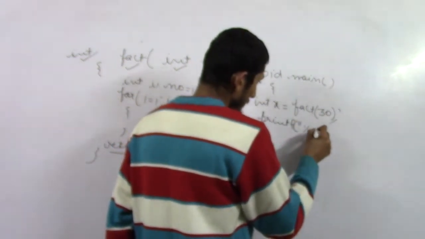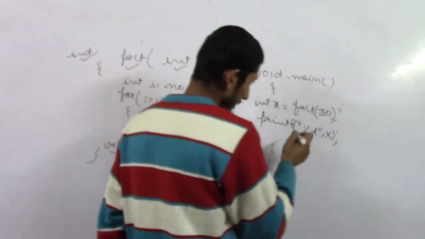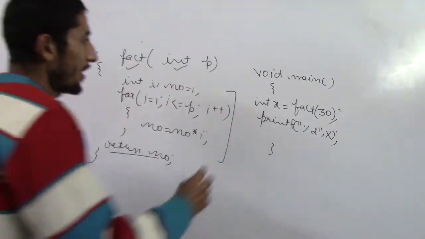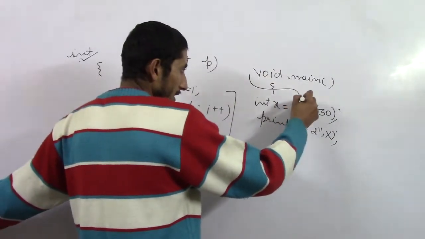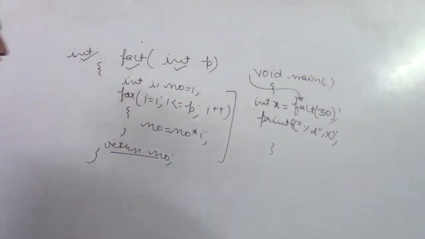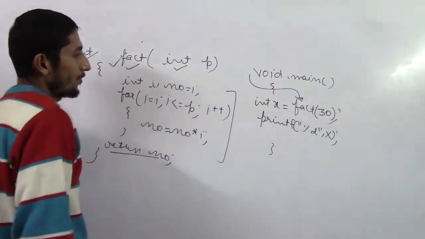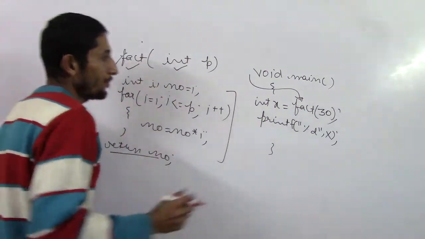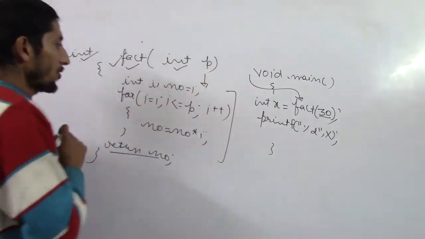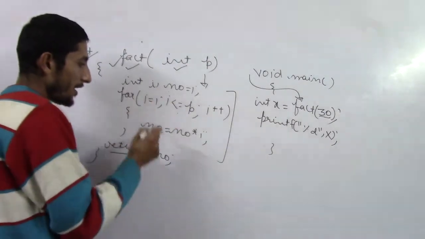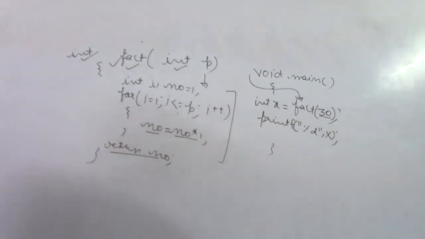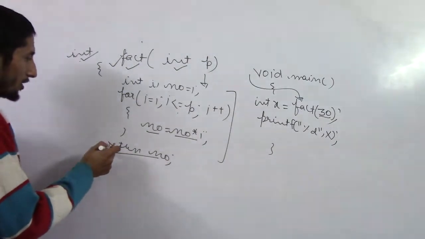The meaning of this is that the compiler will start execution from main, and the moment it checks that you are calling a function, the control will transfer here. What will be copied in p? In p we will copy 30. It means control will come here. So we are going to apply the loop from 1 to 30, calculate the factorial of that number, and return the number.